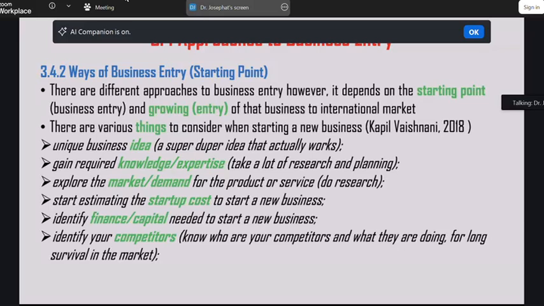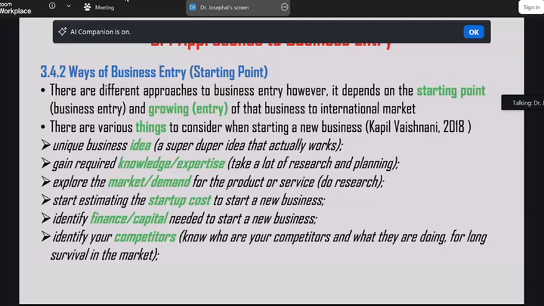So the fourth one we talk about is start estimating the startup cost to start a new business. Na hapo ndio wajasiriamali wengi wanafeli pia. Una how to start with estimated cost. Wengine cost wanaanza na kubwa sana, wengine wana estimate. Lakini unapokuja kwenye implementation part, mara nyingi unaweza kukuta mambo sivyo kama ulivyokuwa unafikiria.